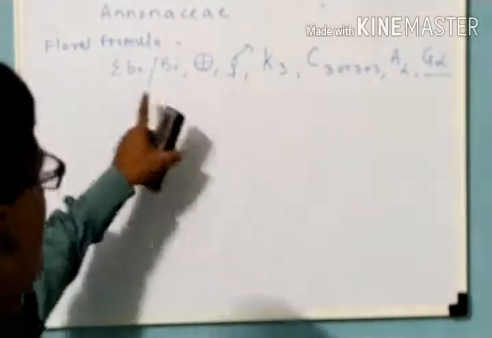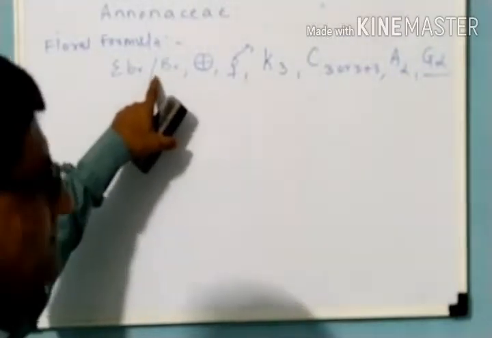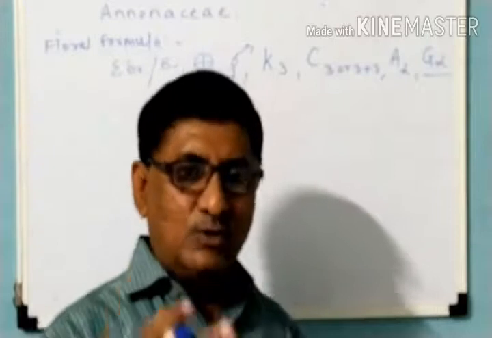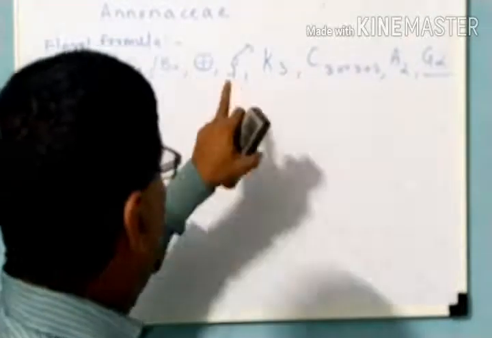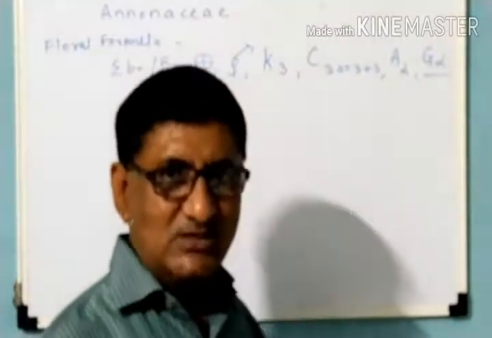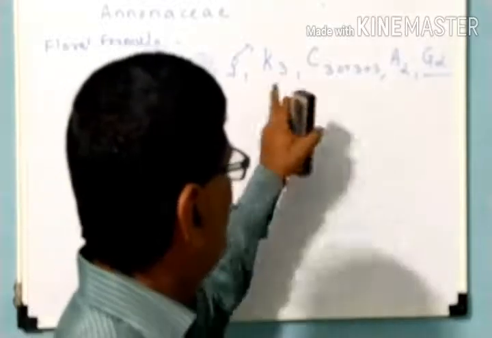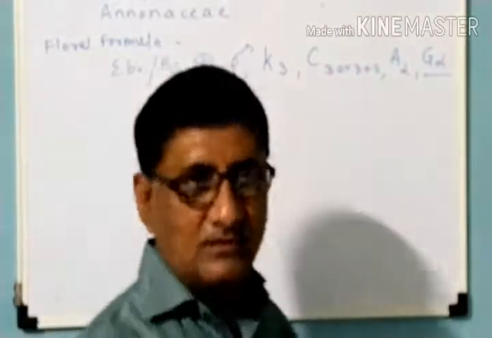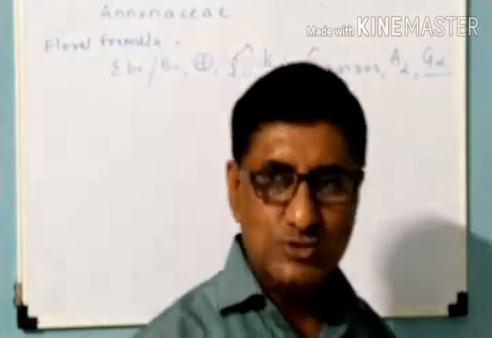You can read the floral formula. Ebracteate means the flower is without a bract. Maybe bracteate means the flower has a bract. Actinomorphic flower: you can cut the flower from any side and you will get two equal parts. That is a symmetrical flower. Bisexual means male and female reproductive structures are present in the same flower. Calyx shows the presence of three sepals, they are free. Corolla shows 3 petals or 6 petals. They may be 3 or 3 plus 3, polypetalous, androecium many, gynoecium many, superior ovary.